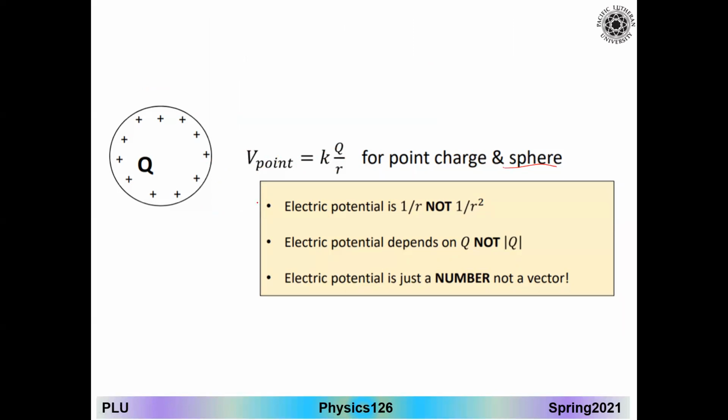And here's a comment. The main comment here is that our electric potential depends on Q, not the absolute value of Q. That means the electric potential could be negative or positive. That leads us to confirm that the electric potential is just a number, not a vector. So this one is a scalar.